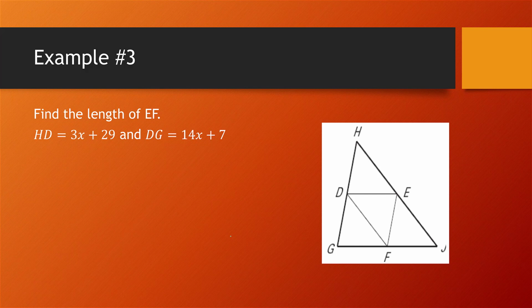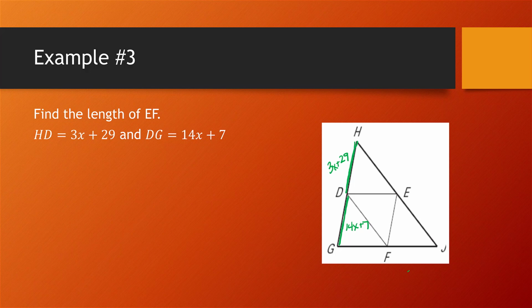All right, here's another example. Find the length of EF. And it tells me HD is 3x plus 29, and DG is 14x plus 7. So now we don't even use a midsegment. We're just using the side GH, and we're using the different pieces of it.